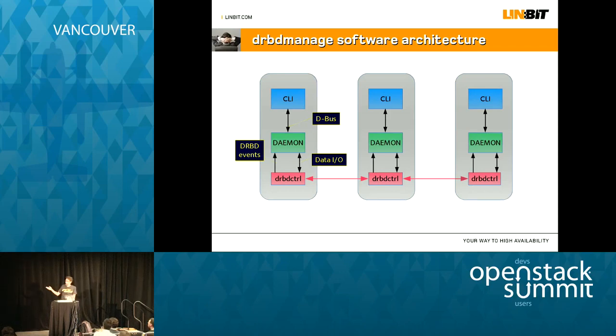And DRBD9 itself is used to replicate this configuration and as the communication channel at the same time. So this is the "eat your own dog food" strategy, right?